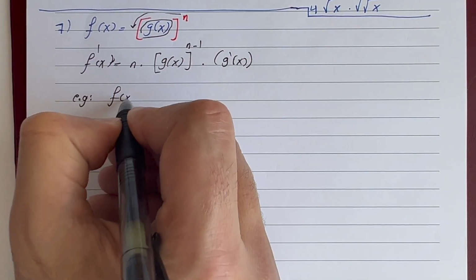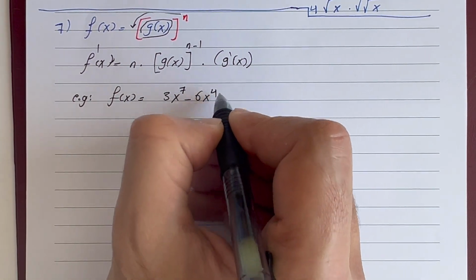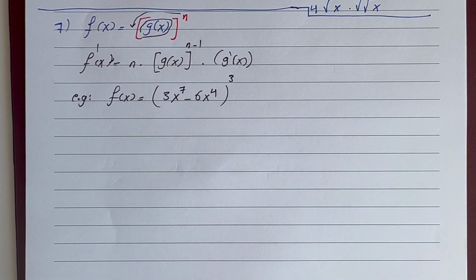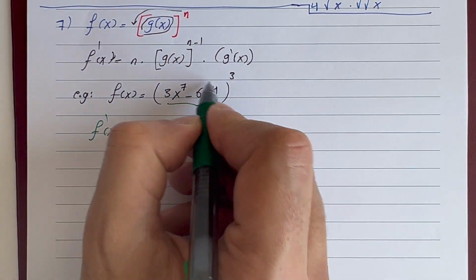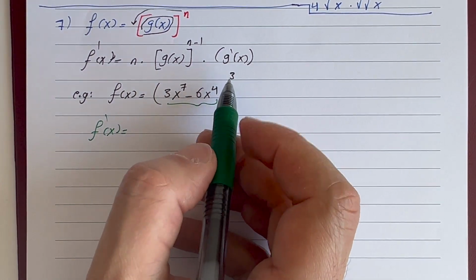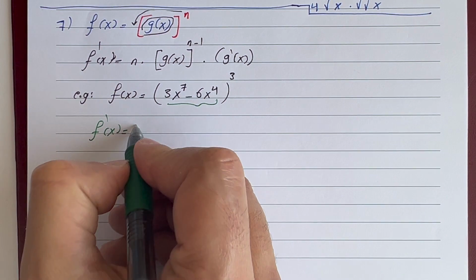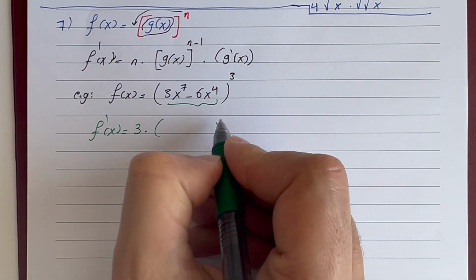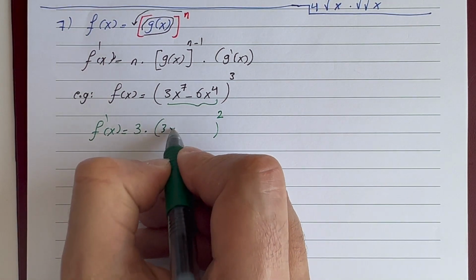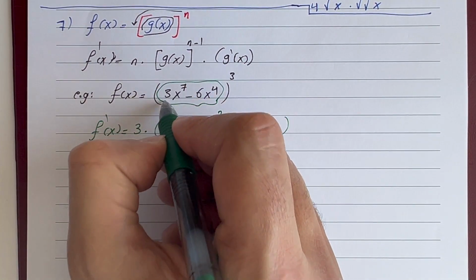Example, if I have f(x) equals 3x to the power 7 minus 6x to the power 4, all to the power 3. What will the derivative look like? Since I see a cocktail, not only x, that means mixture, power 3, so I will follow this rule. So I will drop the power down, then write the expression as it is, but subtract 1 from the power. So it's going to be 2. Write it as it is. Now times the derivative of what's inside this.